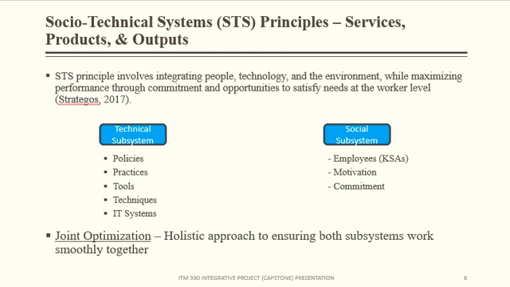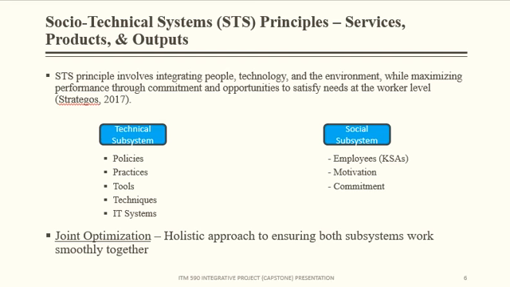And the overall goal of socio-technical systems in combining these social subsystems as well as this technical system is joint optimization, which is a holistic, synergistic approach of ensuring both systems work smoothly together in a sustained manner.